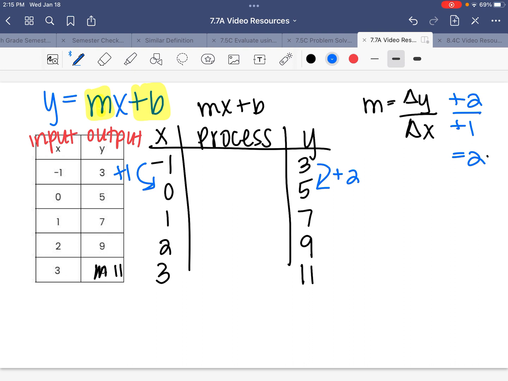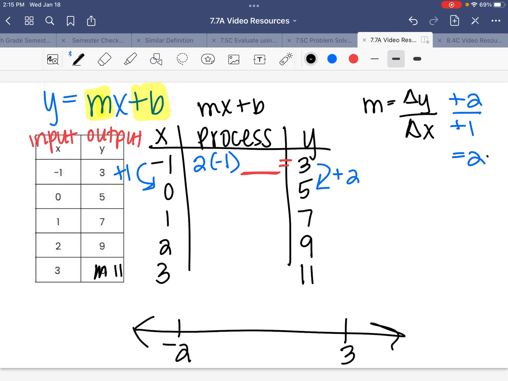So when I look back at the process, I know that that's what I'm going to multiply my input by. So 2 multiplied by -1, which is the input. Well, 2 times -1 is -2. And I need to know how I get from there to the output of 3. So if I draw a number line, and I'm at -2 right now, to get all the way to 3, I can add 2 to get to a friendly 0, and then I can add 3 more to get to 3. All in all, I've added 5. So I needed to add 5 more to get to my output.